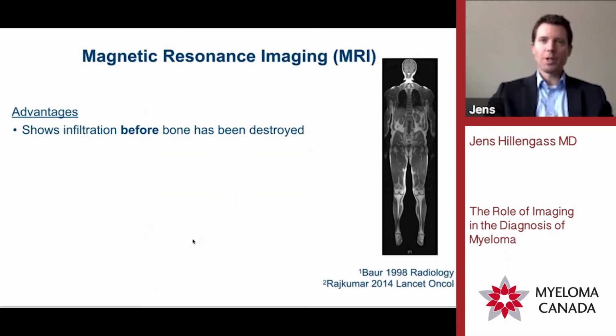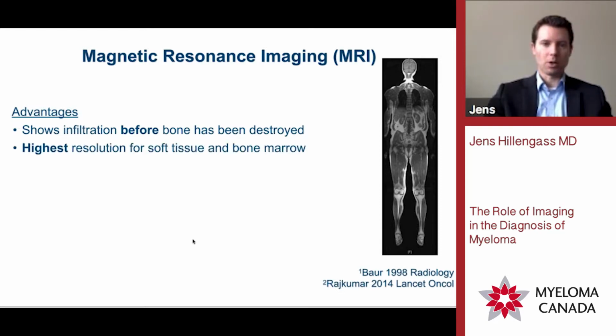Advantage of MRI. It shows the infiltration of the bone marrow before the actual bone has been destroyed. I will show you images for that, and I think this is really, really important and has been recognized by the colleagues. It has a very high resolution also for the soft tissue, but especially again for the bone marrow, because plasma cells usually are very dependent on their bone marrow, so-called microenvironment. They are nurtured by the cells around them, and they live in their so-called bone marrow niche. And this is very important to look into this area.